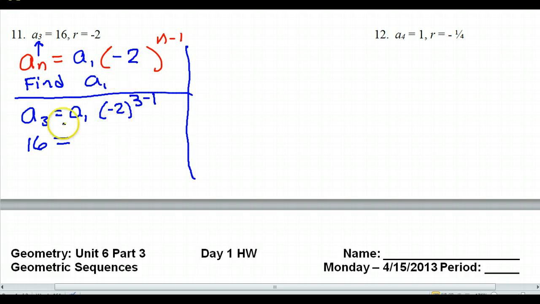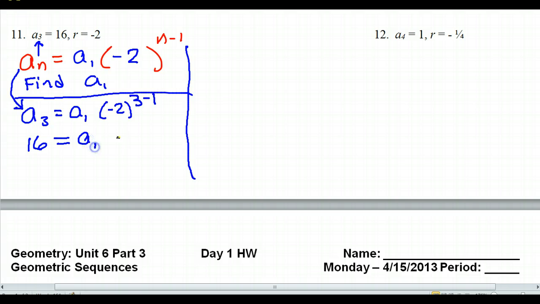Now, you might wonder why I didn't just put 16 in the first place. And I could have, but the reason why I like to put A3 at first, because I got the AN, that leads directly to A3, it matches, and it reminds you to put 3 here for n. That's why I do it.